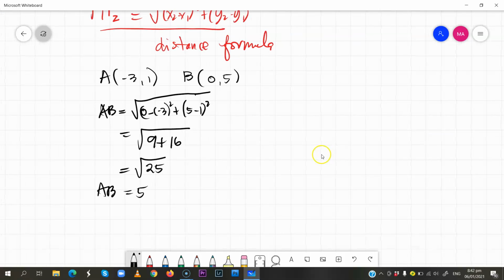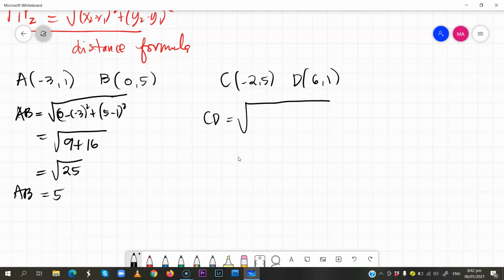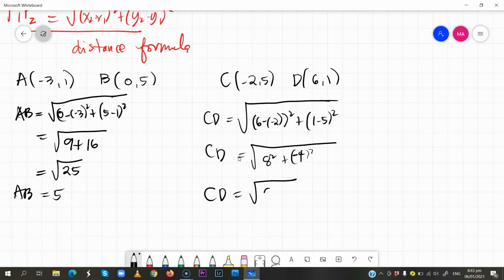Okay, that is using the distance formula. Let's have one more example. So we have C with coordinates -2 and 5, and D with coordinates 6 and 1. So CD equals the square root of x sub 2, which is 6 minus -2 squared plus 1 minus 5 squared. So CD is the square root of this is 8 squared plus -4 squared. 1 minus 5 is -4 squared. CD equals 64 plus 16, which is equal to the square root of 80.